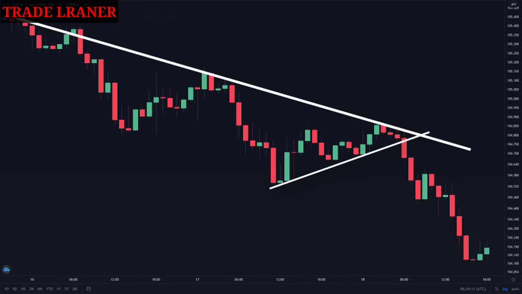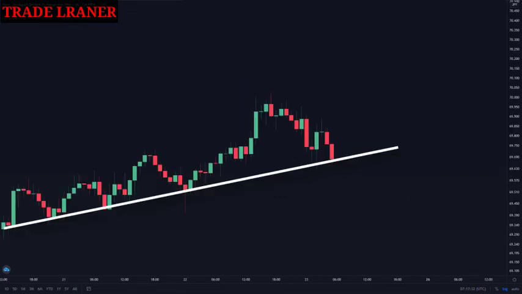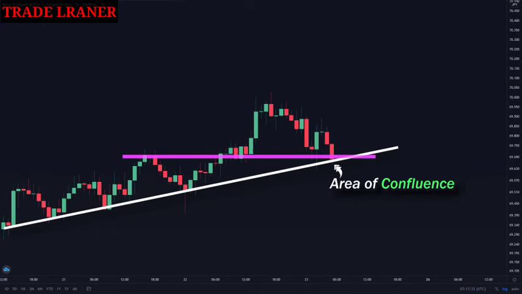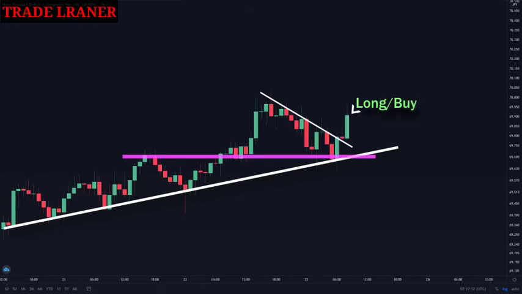So let's show this again in another chart. Here's an uptrend and we have our trend line placed below it. We also spotted a resistance line here, which makes this an area of high confluence. Now, as price made a pullback towards the confluence, you draw a smaller trend line above it. And to confirm our signal, you need to wait for the price to break out of the smaller trend line. Once this happens, you take a buy position.